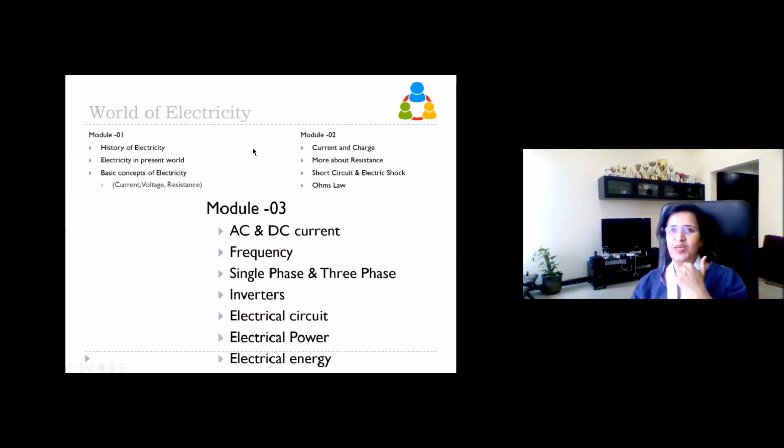Okay, so in module 3 we learned about AC and DC current. We learned about frequency, the number of cycles. Then we learned what three-phase and single phase are. There are three different waves, and three-phase is good for large industries and is used there. We learned about inverters. What does an inverter do? It stores energy in the battery and it is used when the supply is gone. We learned about the electrical circuit, energy and power, and how to read your electricity bill.